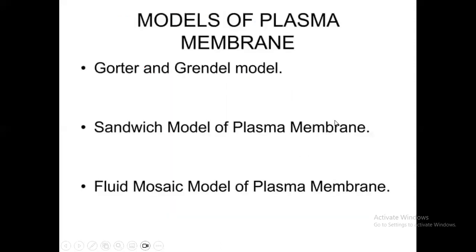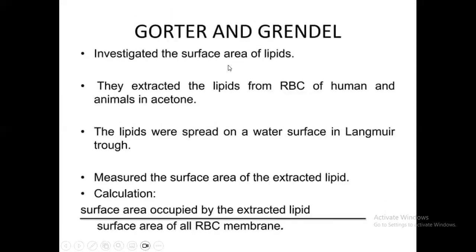Now, coming to the models of plasma membrane, different models were proposed for the structure of plasma membrane. Some of the initial models were the Gorter and Grendel model, and then later on other models such as sandwich model and fluid mosaic models were also proposed. So we'll start with the discussion on the first model, that is Gorter and Grendel model.